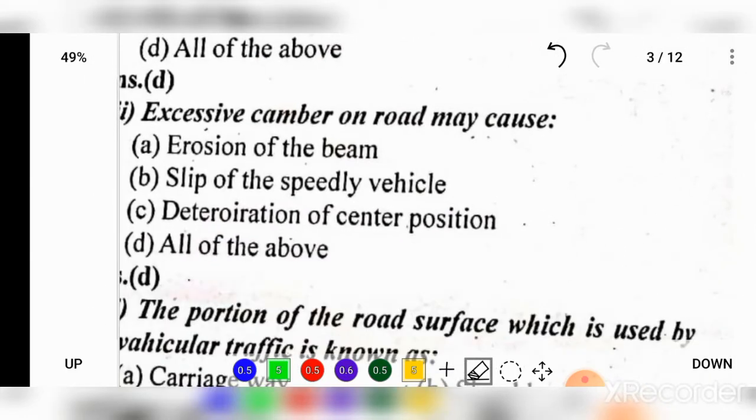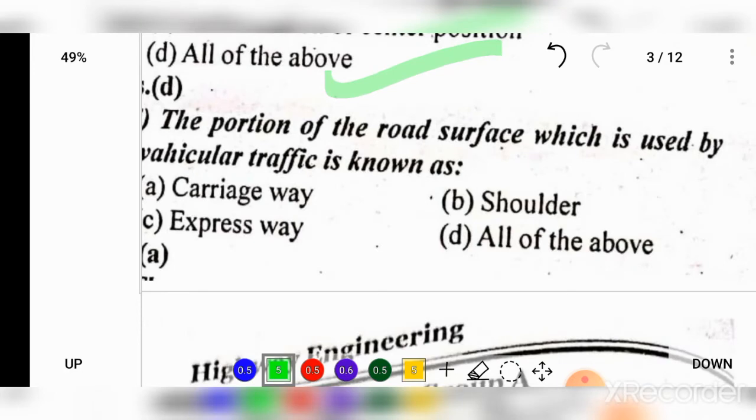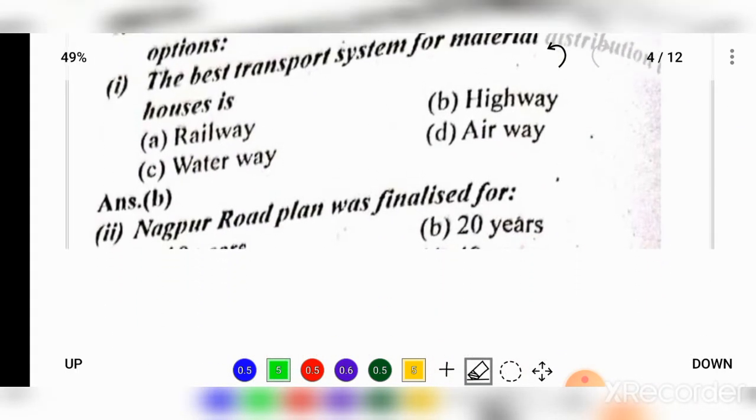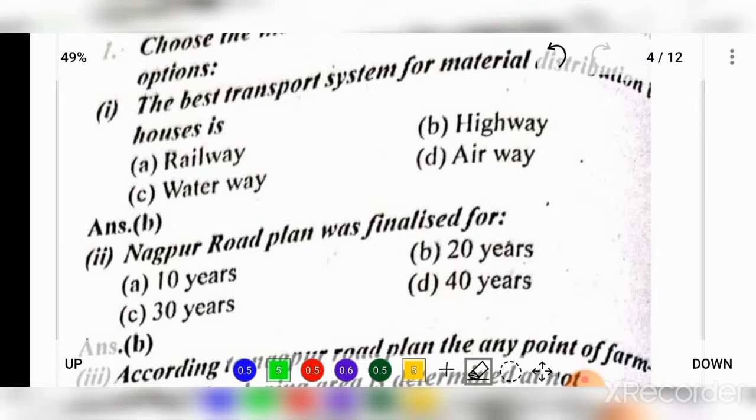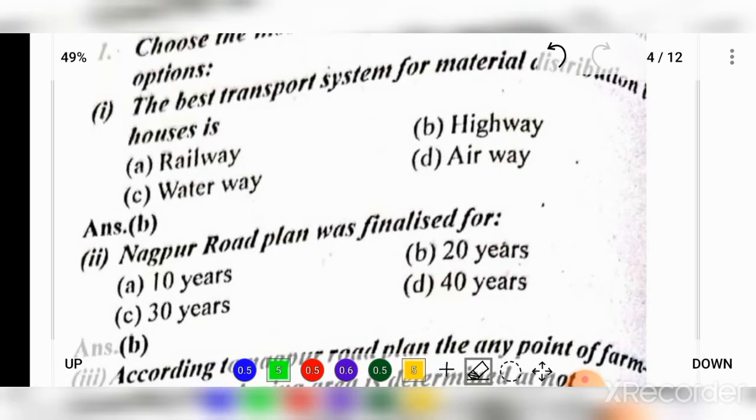Excessive camber on road may cause erosion of the berm, slip of the speedy vehicle, deterioration of center position, all of the above. Answer is all of the above, right? Next point. The portion of road surface which is used by vehicular traffic is known as carriageway. Carriageway is a correct answer. Now, come to the next. The best transport system for material distribution in houses is B, highway. Highway is a correct answer, right?